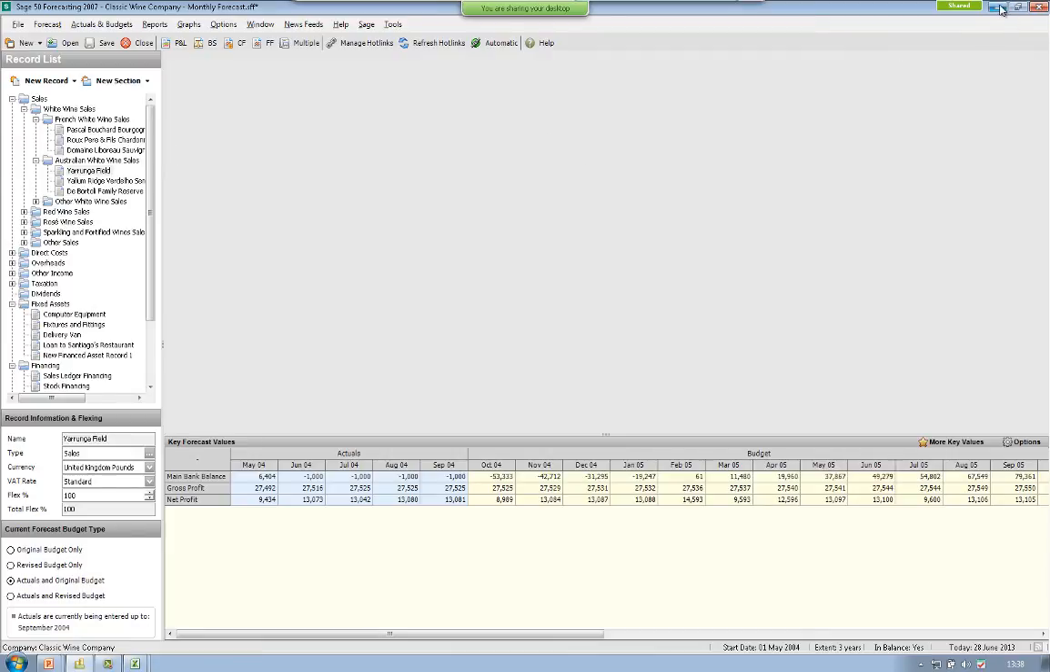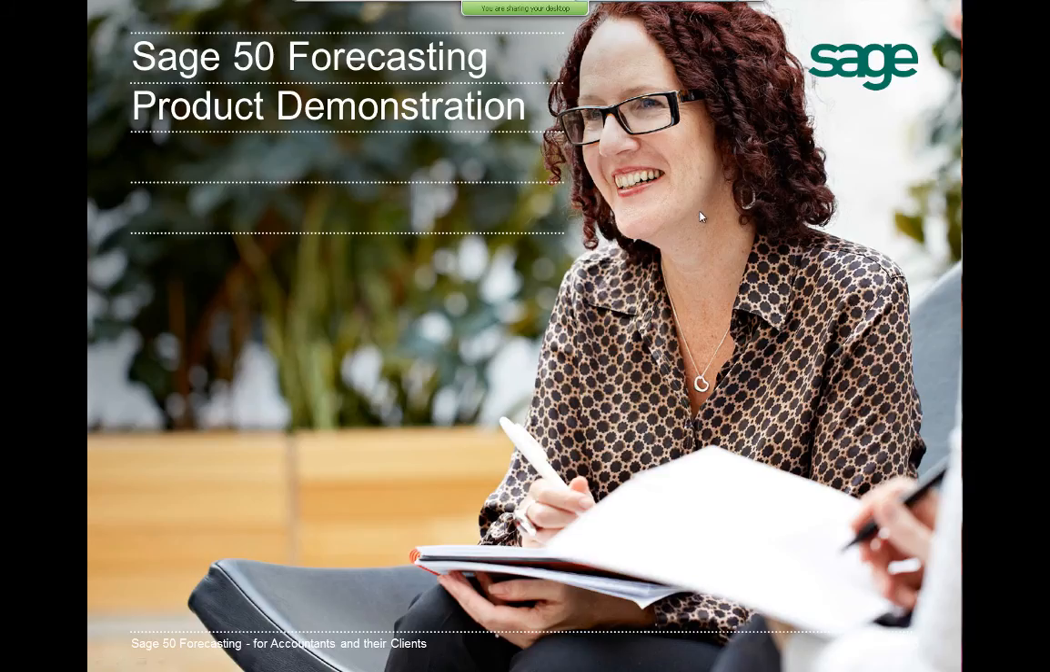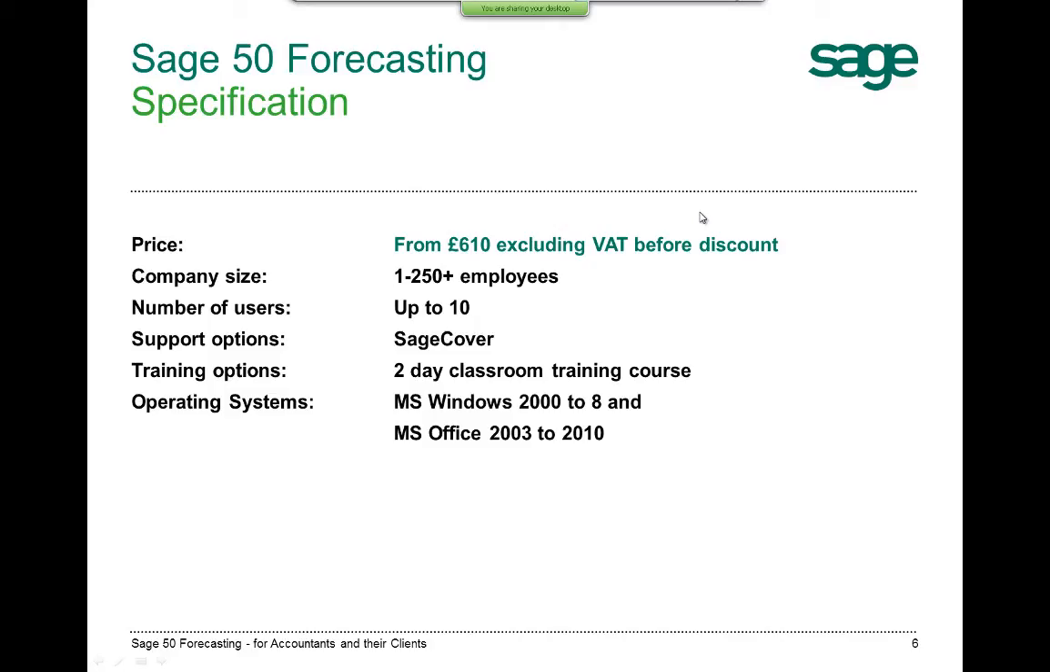That's us had a look at the main functionality within the software. So we'll just jump back into the final screen of the presentation. I've just put the specification on the page for you at the moment. So you really want to make the most of your Sage 50 forecasting software and understand the full potential of it and what it can do for your practice and your clients' businesses as well. So there are a range of additional options as well.